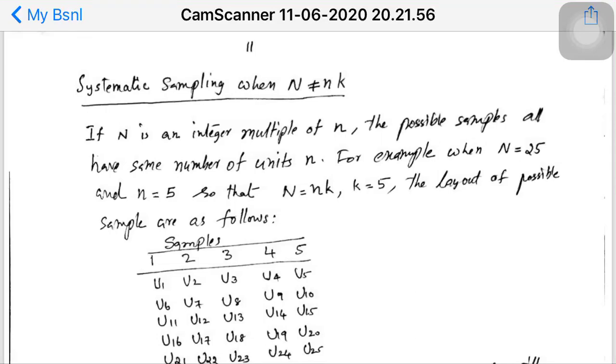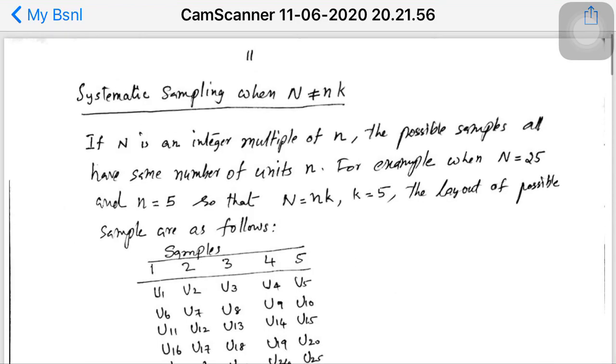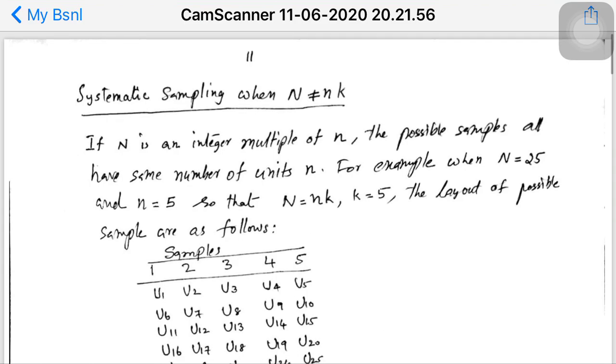Welcome back. And now we come to systematic sampling when the population size capital N is not equal to nk. That means if capital N cannot be expressed as a sample size multiple of an integer, then we have to adopt some alternative procedure for systematic sampling.